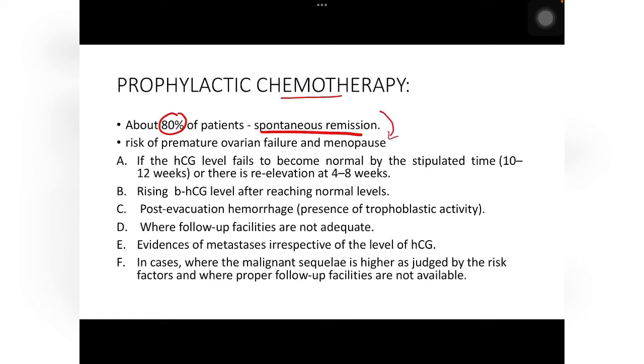So if the beta HCG fails to come to normal by 10 to 12 weeks, or if there is a re-elevation of the level after reaching normal, the patient is having persistent hemorrhage, or the patient is not going to come to you for follow-up, or there is any evidence of metastasis in chest X-ray or any vaginal nodule if you are able to see, or when the patient is a high-risk patient. In these conditions, you can go ahead and give prophylactic chemotherapy even though molar pregnancy is a benign condition.